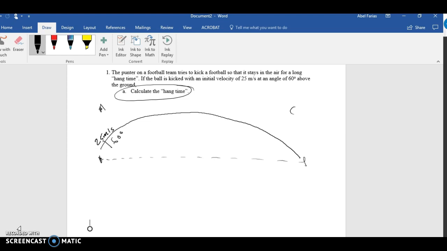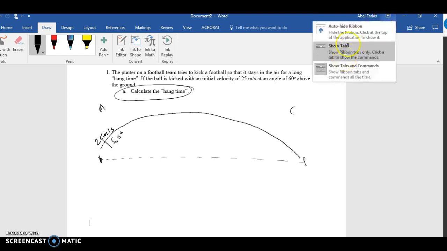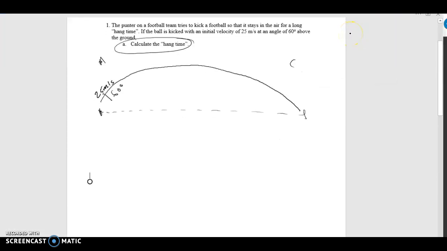Alright, so let's start there. What are our knowns? What are our unknowns? Remember, we always break this down into X and Y for knowns and unknowns. In the X direction, I know that the acceleration is always going to be 0 meters per second squared.